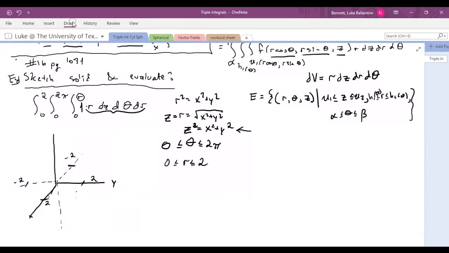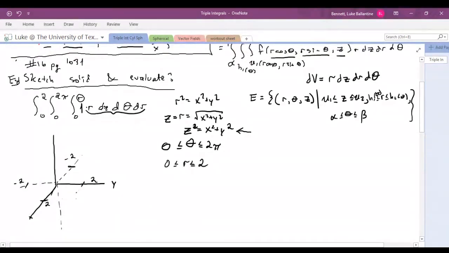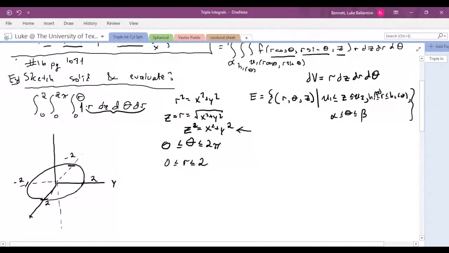Cool. All right. So we're going all the way around. So this would be the impression left on the xy plane. Then we're going up to this cone.